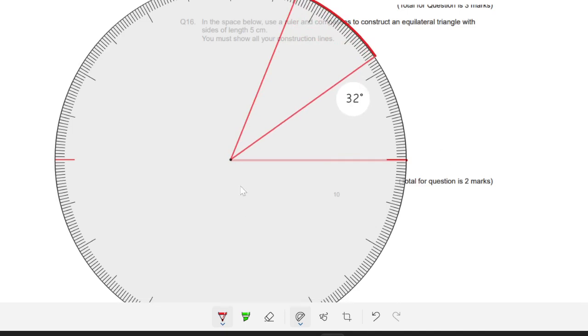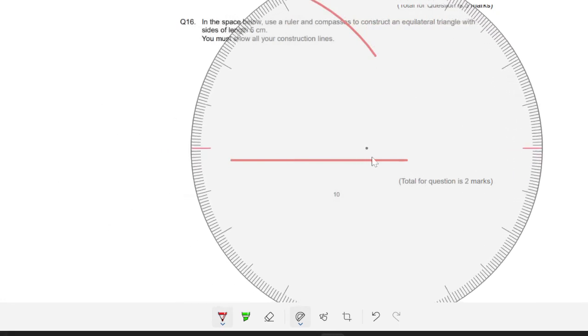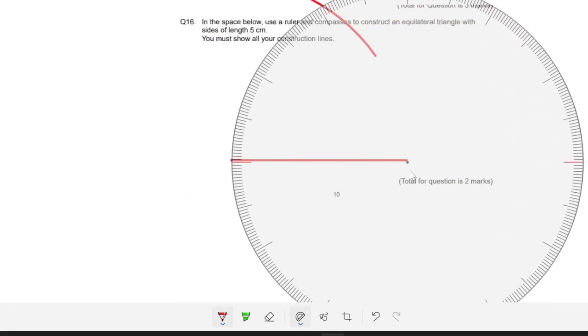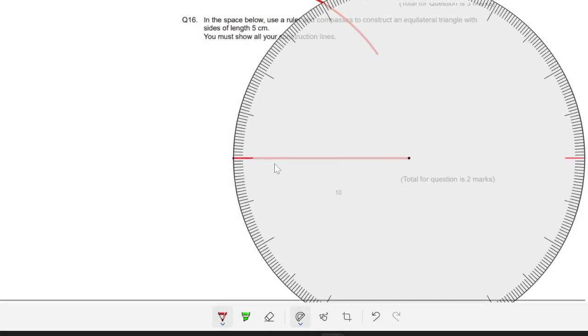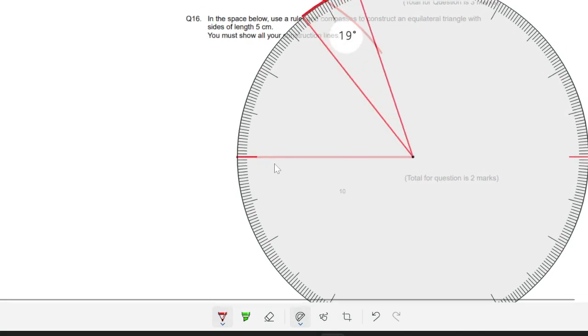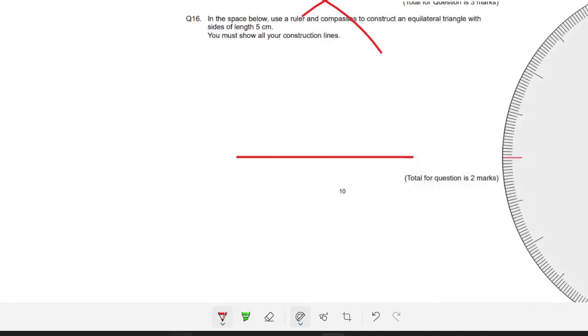I'm then going to repeat the process, but I'm going to put the point of my compass on the end of the other line, and then my pencil at the end of where my compass just was, and then I'm going to do another arc into the center, and my two lines should cross. And where the two lines cross is going to be the other vertex, the other point of the triangle.